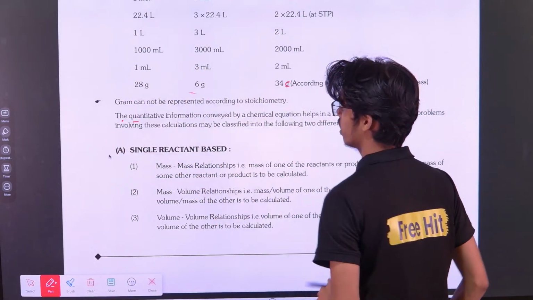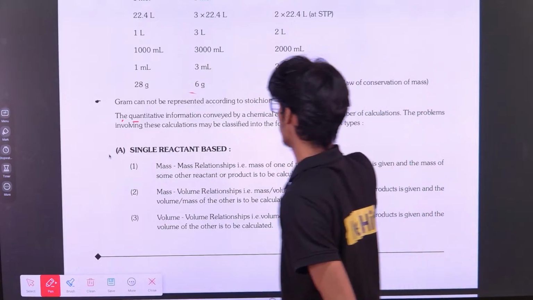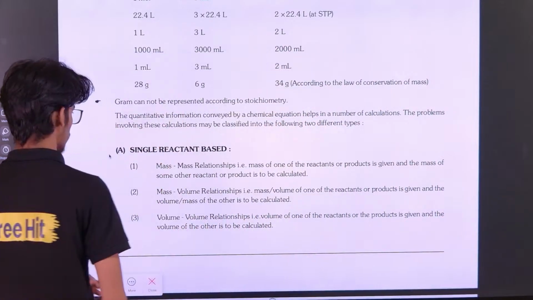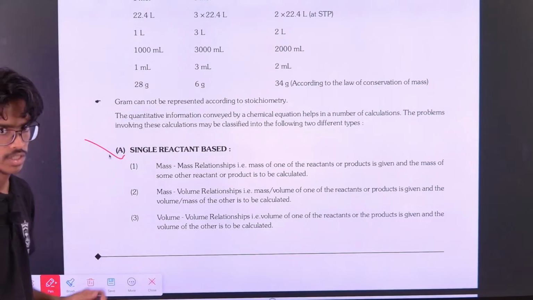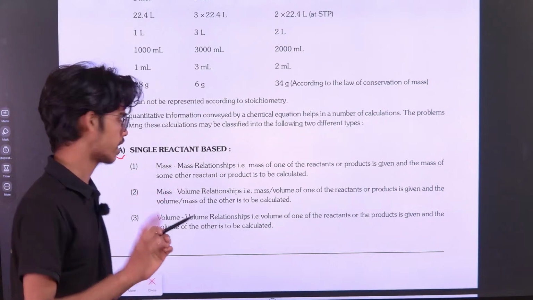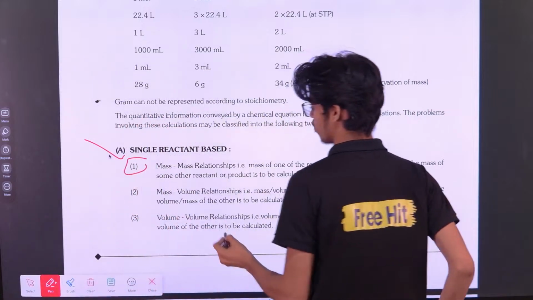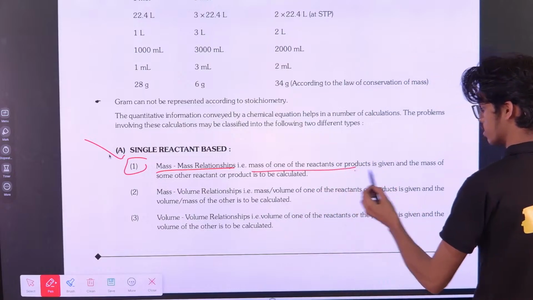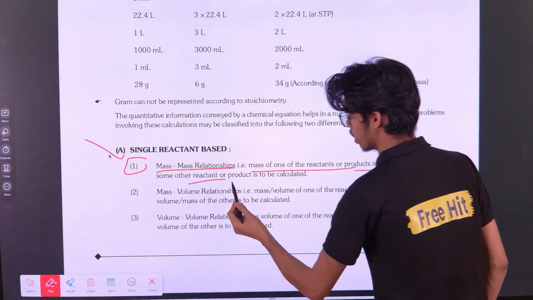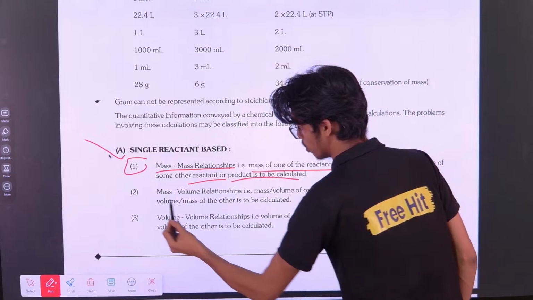See, there are different types of problems that can be there in case of these things. So the first type of problems are single reactant based. So a single reactant is reacting. Now, mass to mass relationships can be there. Mass of one of the reactants or the product is given, and they can ask the mass of the other reactant or product, right? Another type of problem, mass and volume.